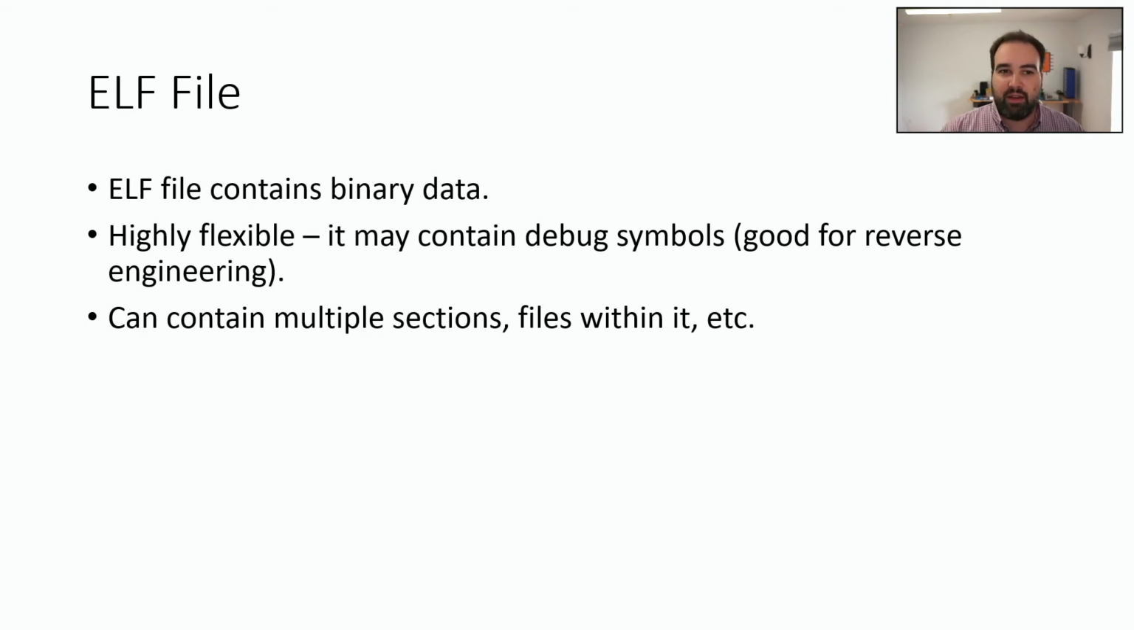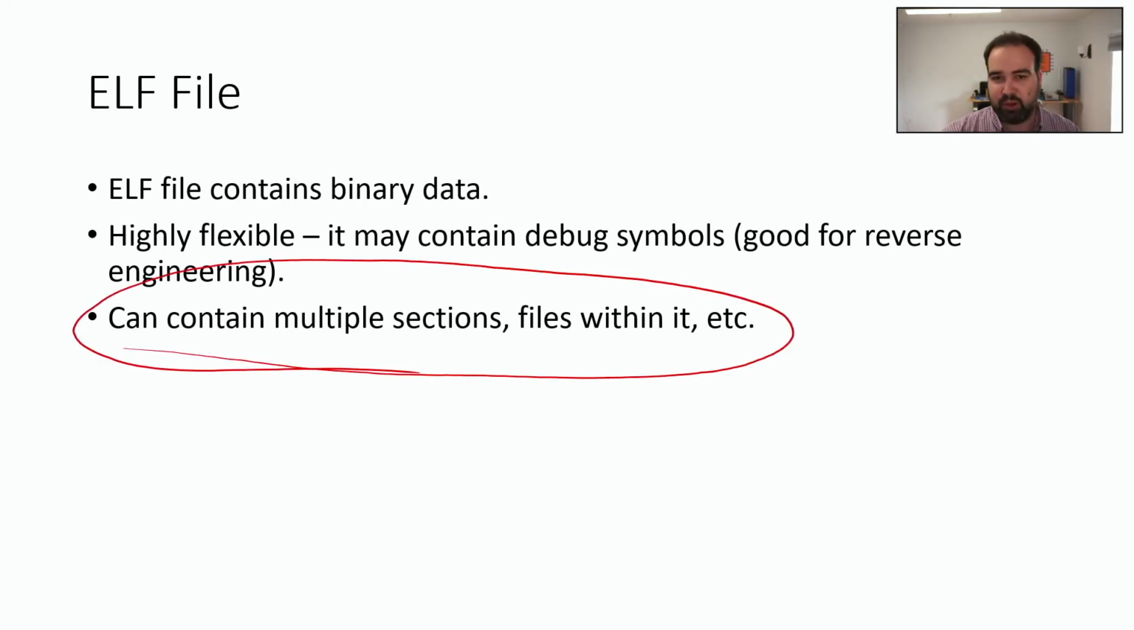So an ELF file that has the debug symbols in it is very useful for a debugger, extremely useful for reverse engineering. But most of the time, people would not purposely release that. It does happen, but normally you wouldn't include the debug information in the file. It can include all sorts of stuff, files within it, multiple sections. So it's a very, very, very flexible file format.